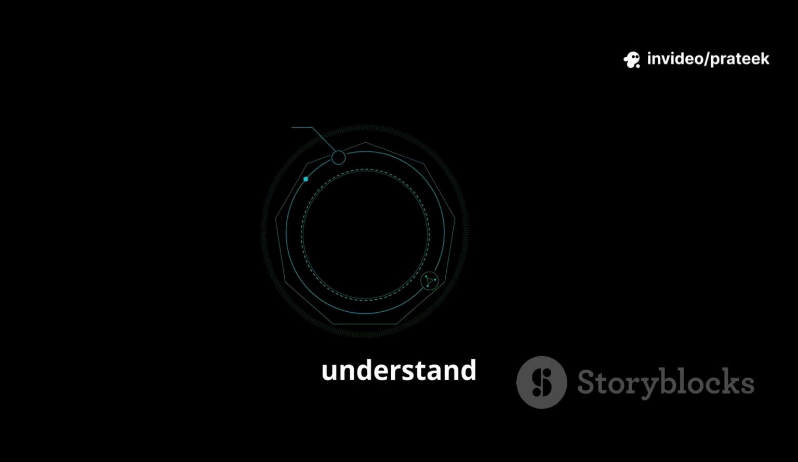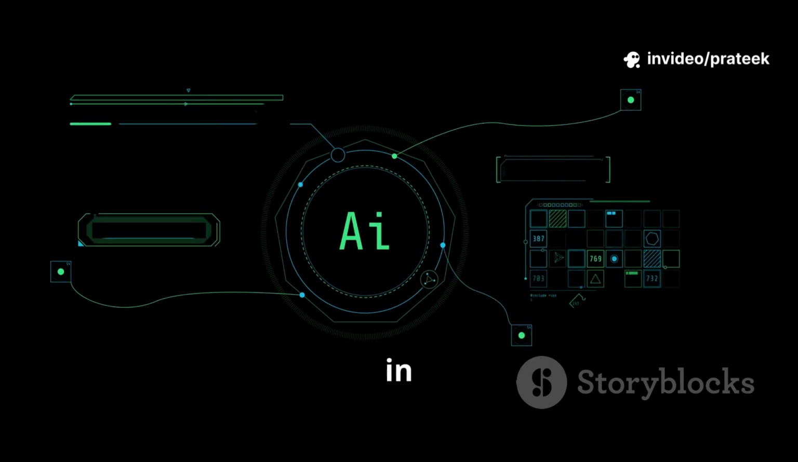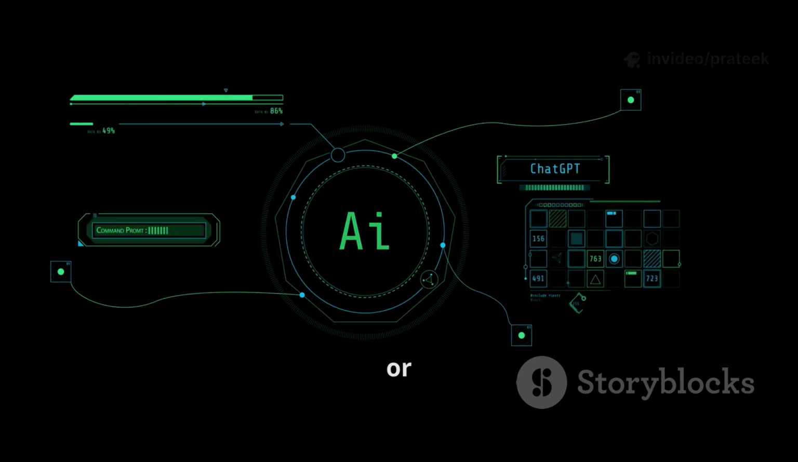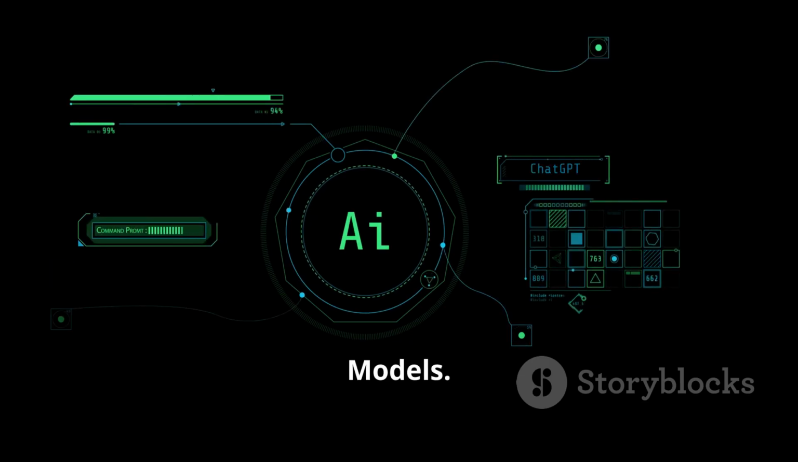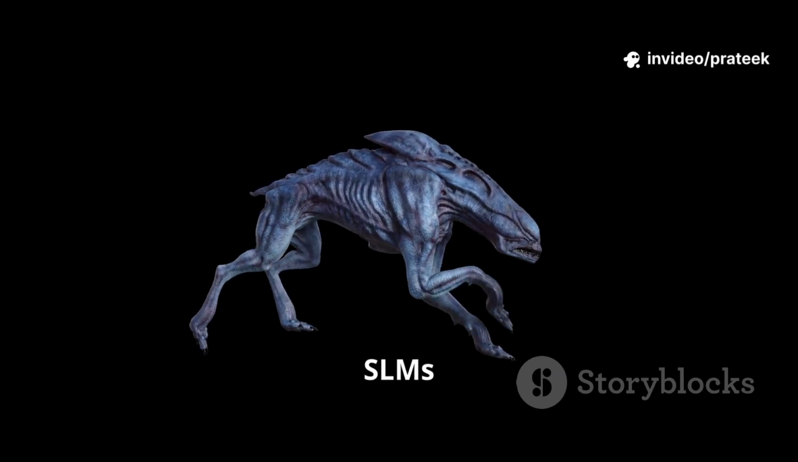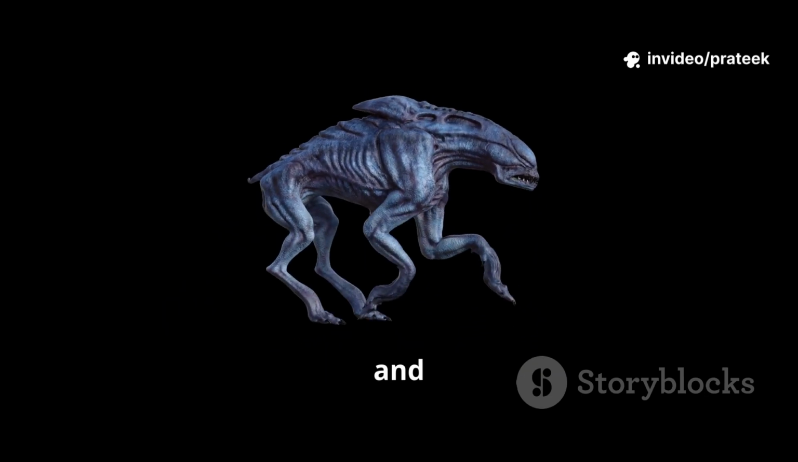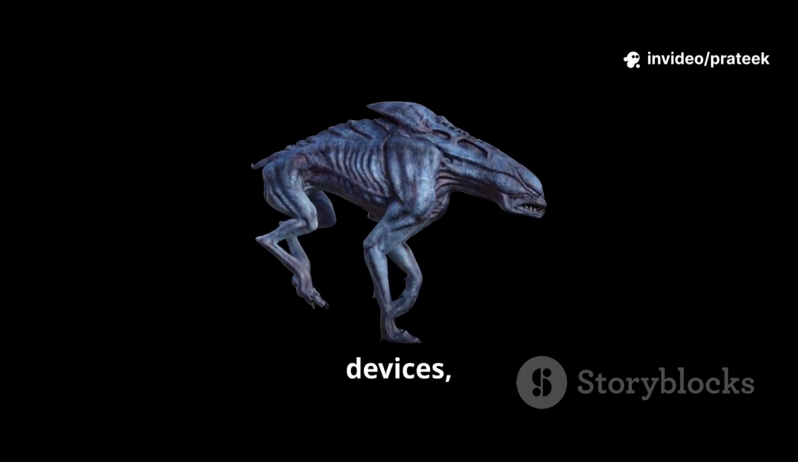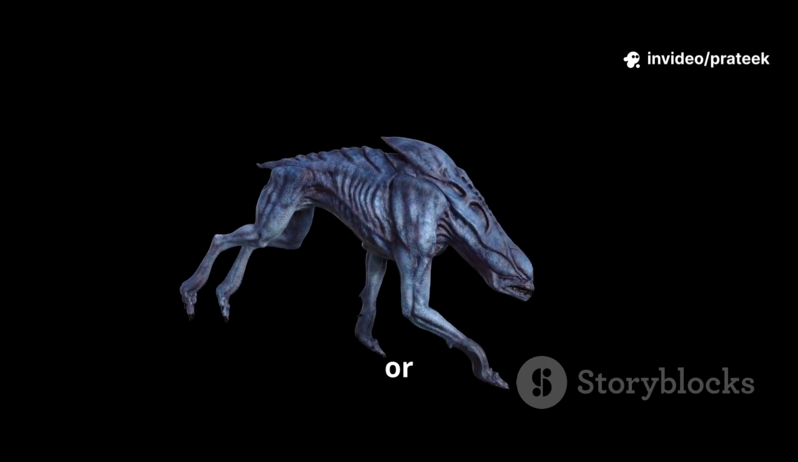Today, let's understand one of the fastest growing trends in AI: SLMs, or small language models. Unlike massive LLMs that need huge compute and memory, SLMs are lightweight, efficient, and designed to run on smaller devices, sometimes even on your laptop or smartphone.